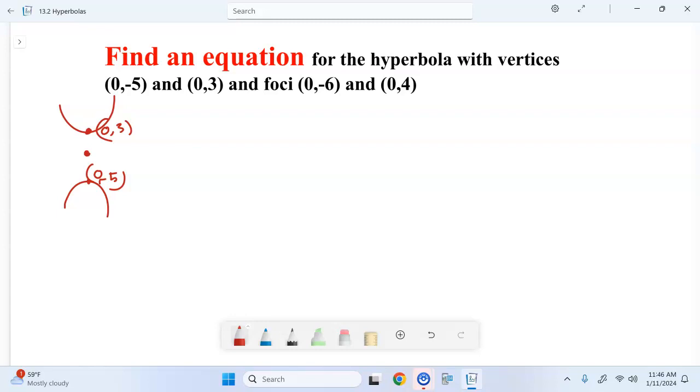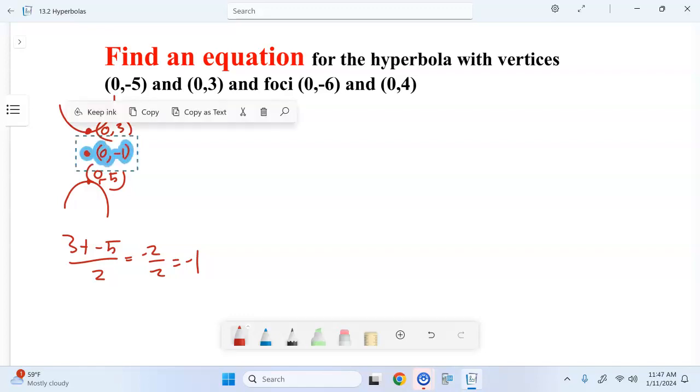The 0 part's right. Nope. -1. Midpoint. Add your y values, divide by 2. Add the values, divide by 2. That gives you your midpoint. So we've got center. It's halfway. Half the distance. Okay?